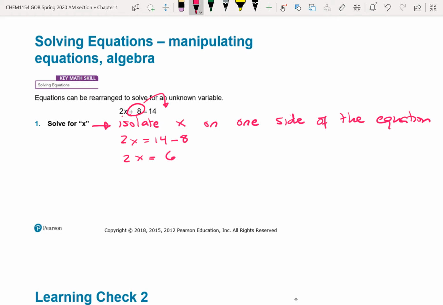So if I want to get x by itself on the left side, what do I need to do to the 2x? Yeah, I need to divide it by 2. All right, so the 2's can cancel. If I divide the left side by 2, I also have to divide the right side by 2. So x then is equal to 3.